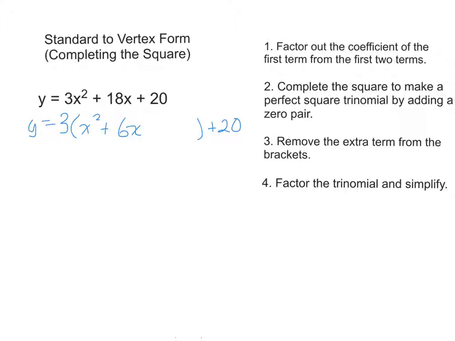Step 2 is complete the square to make a perfect square trinomial by adding a 0 pair. Some of these, until you see it, the instruction might not quite make sense. But complete the square to make a perfect square trinomial. So this is what we were talking about before, perfect square trinomials. If I have x squared plus 6x, what do I need on the end of it to turn it into a perfect square trinomial?